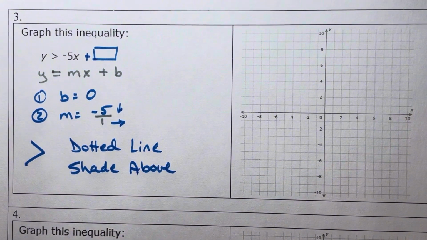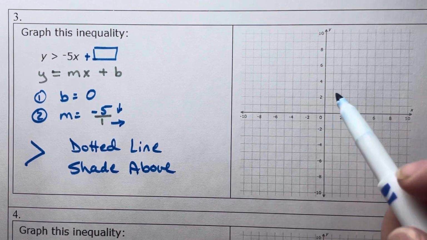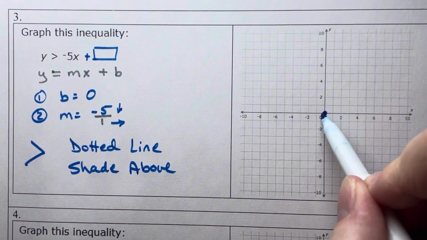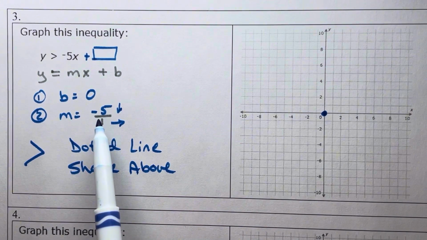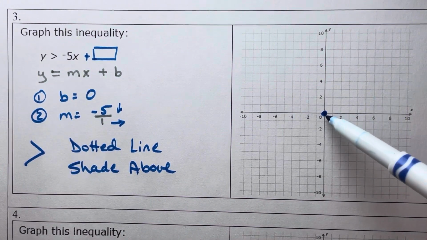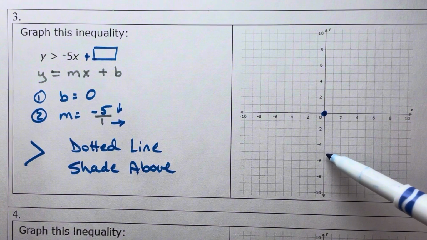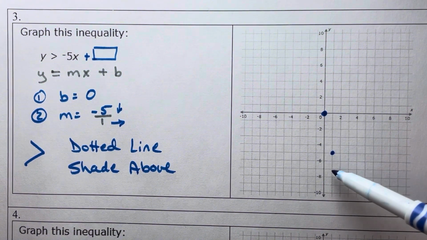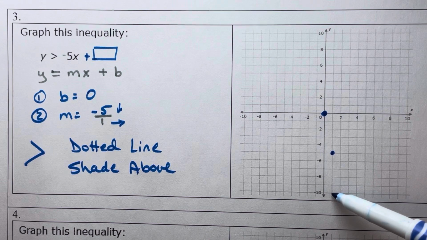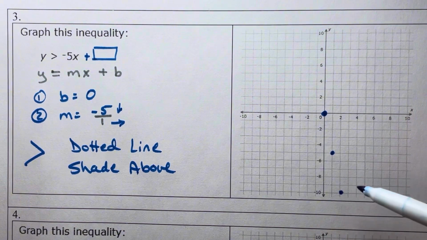Let's go graph. Our y-intercept is 0. So here it is, right there at the origin. And our slope is negative 5. So we're going to travel down 5 units and to the right 1 unit. And we can do this again until we run out of graph, down 5 to the right 1.